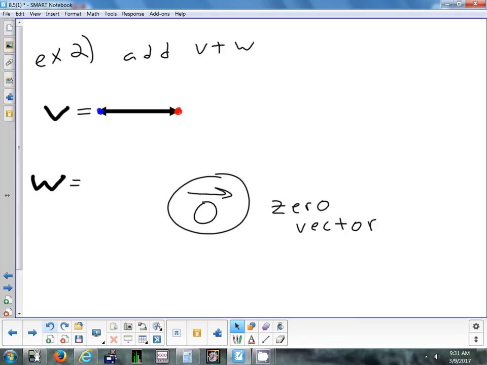Okay, and the answer here, this is called the zero vector. So that's what you'd write for your answer, zero vector. Not zero the number, because when you add vectors, you don't get a number. Okay.